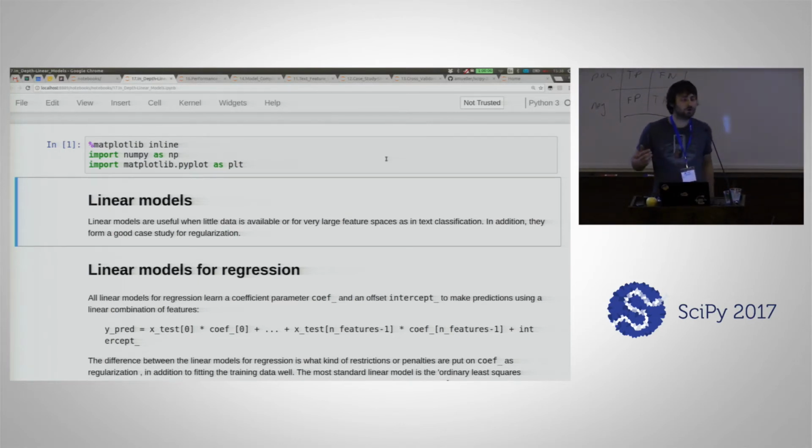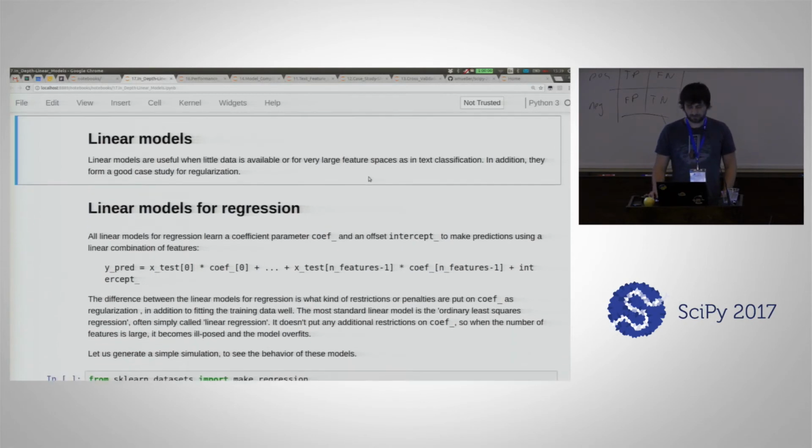So we saw before a little bit about linear models for regression and classification. Linear regression was for regression, logistic regression for classification. And we want to talk a little bit more about these models and related ones.